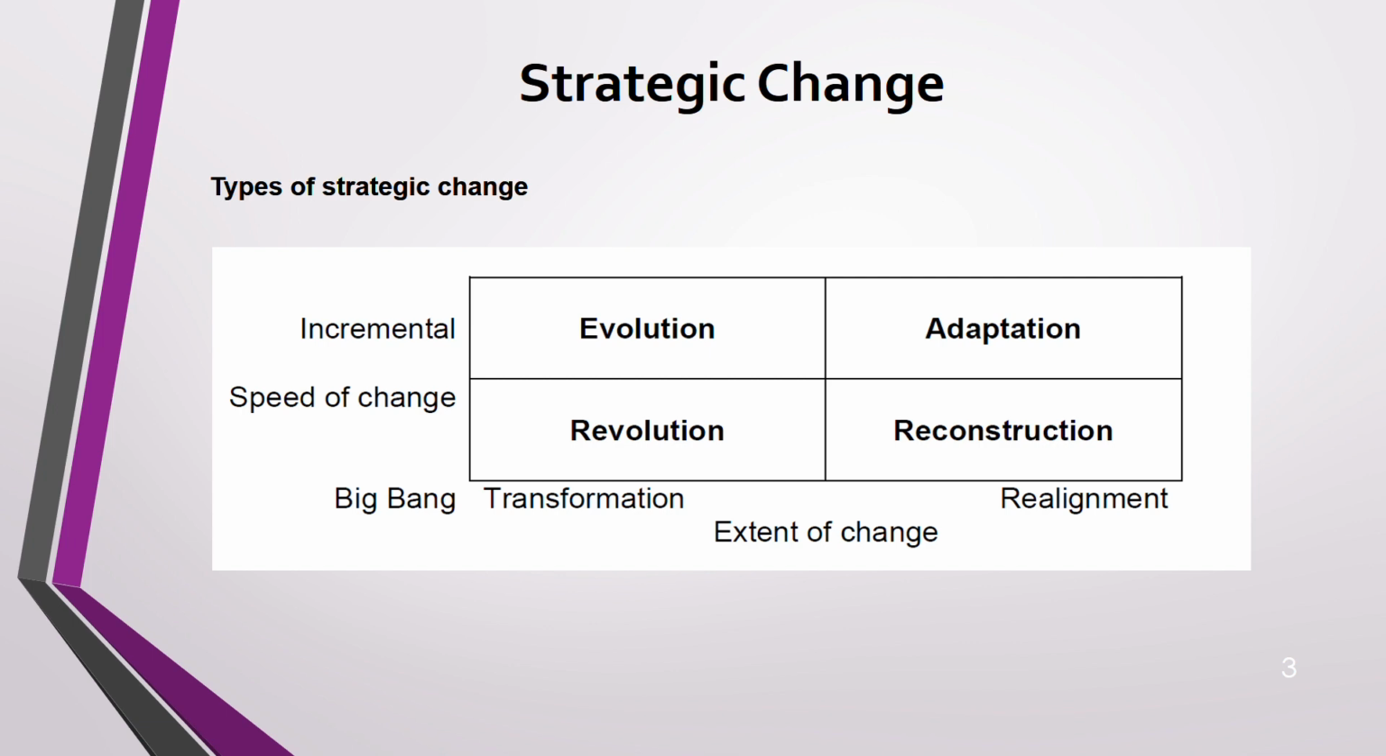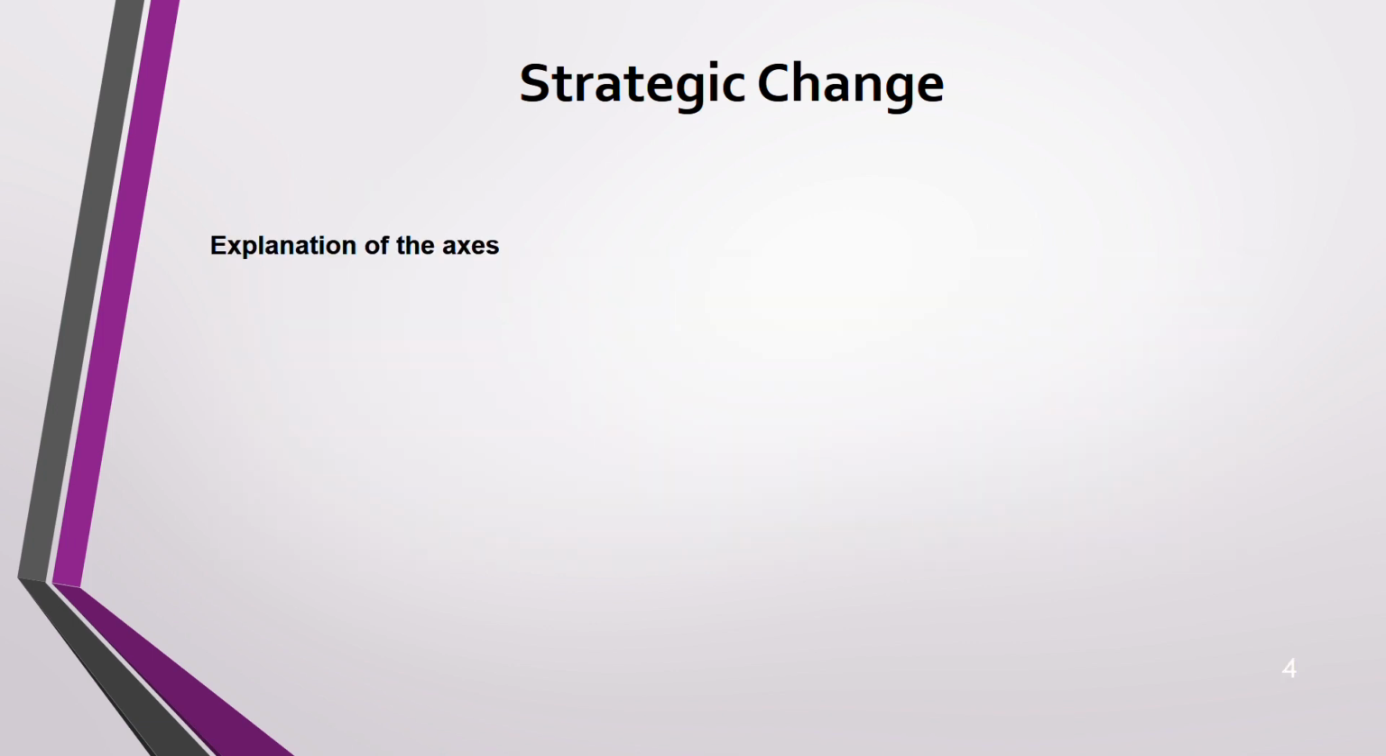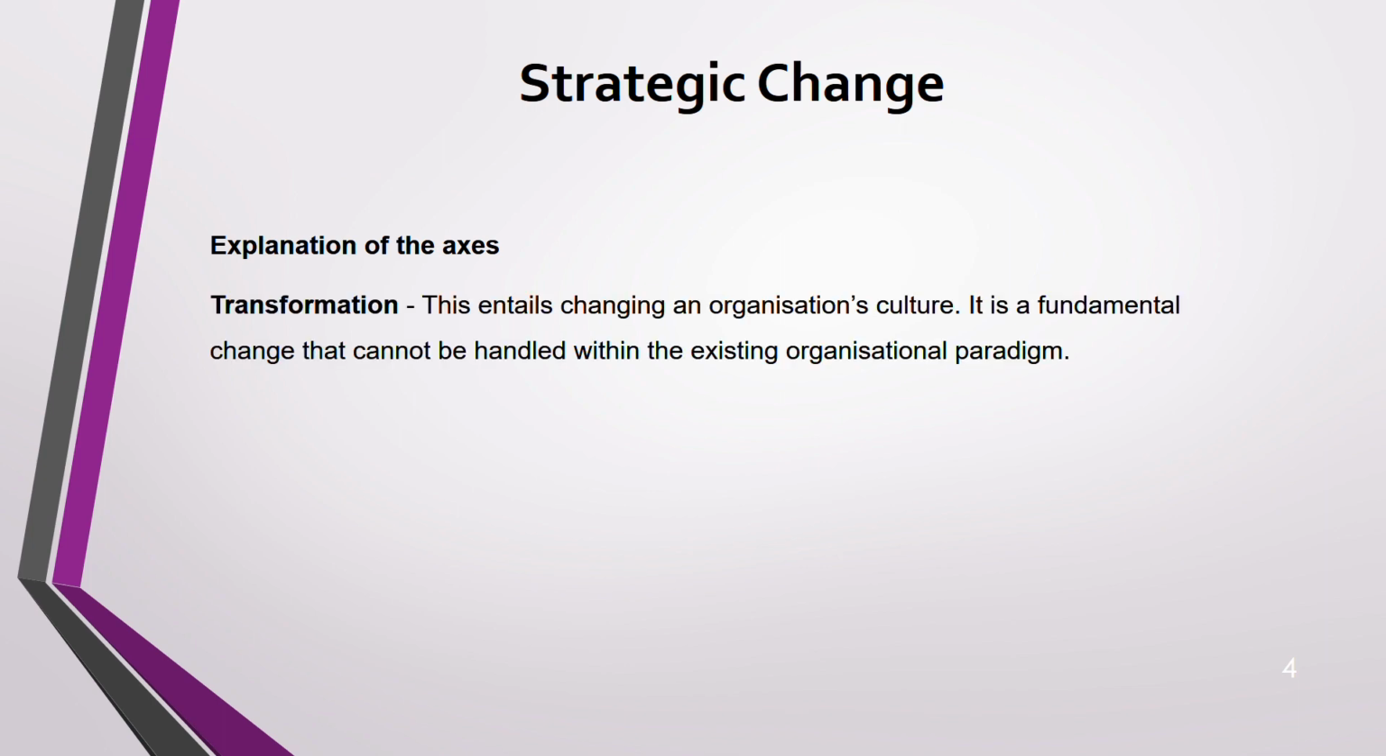Coming to the extent of change, one is transformation, one is realignment. Again, transformation is where the extent is huge, realignment is where the extent is small. Okay, so now let's explain what each of this means. First, we are going to go to the explanation of the axes before we go to the boxes. Transformation. What is the meaning of transformation? This is one of the extents of change.